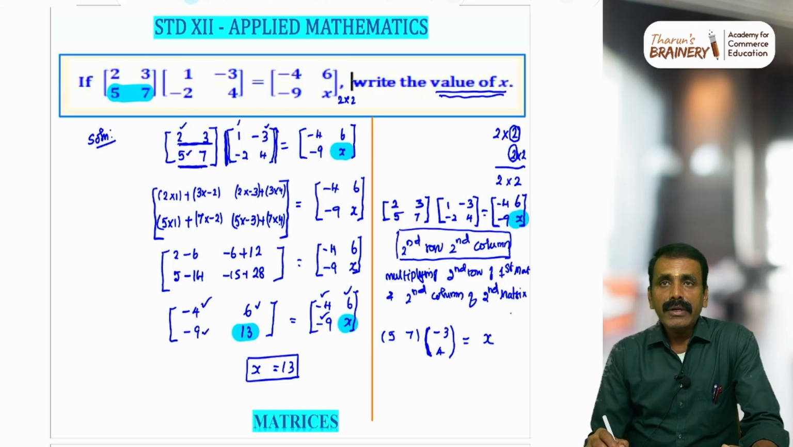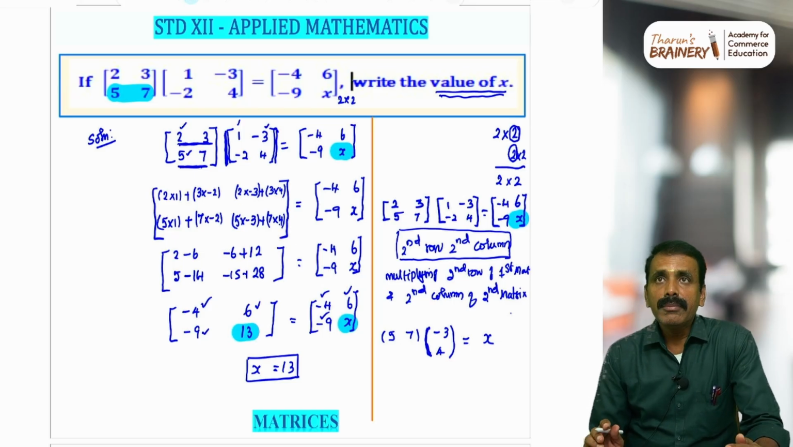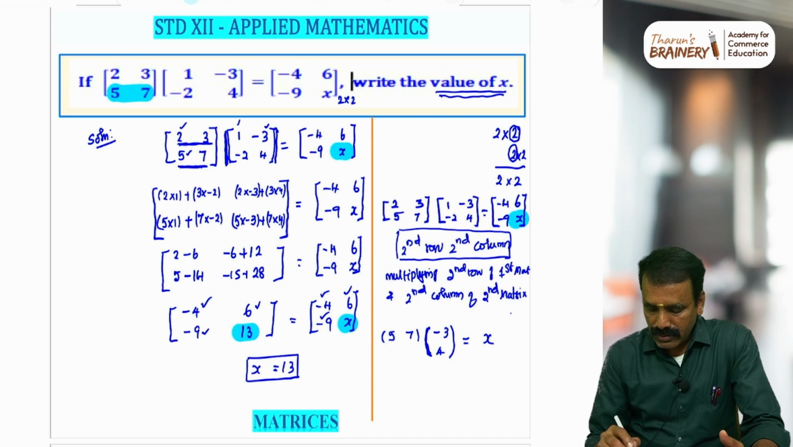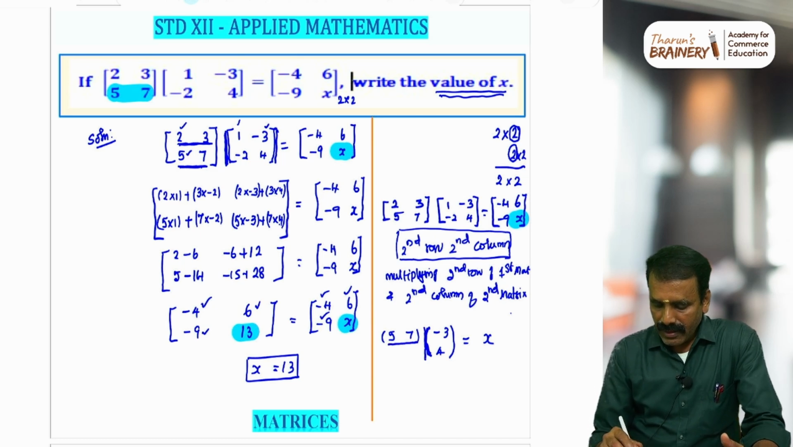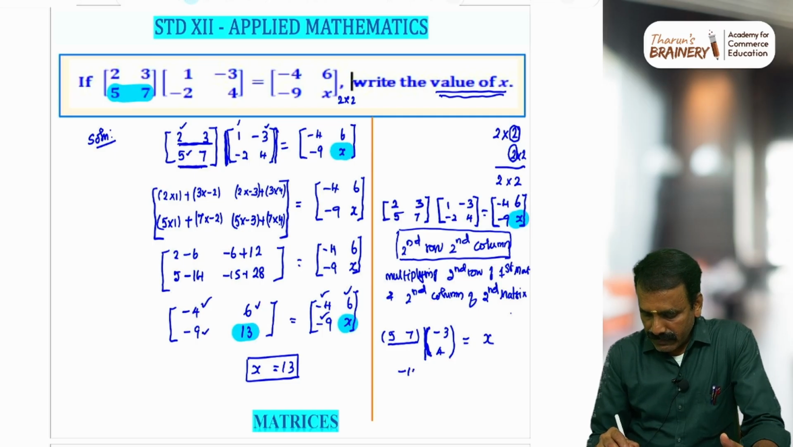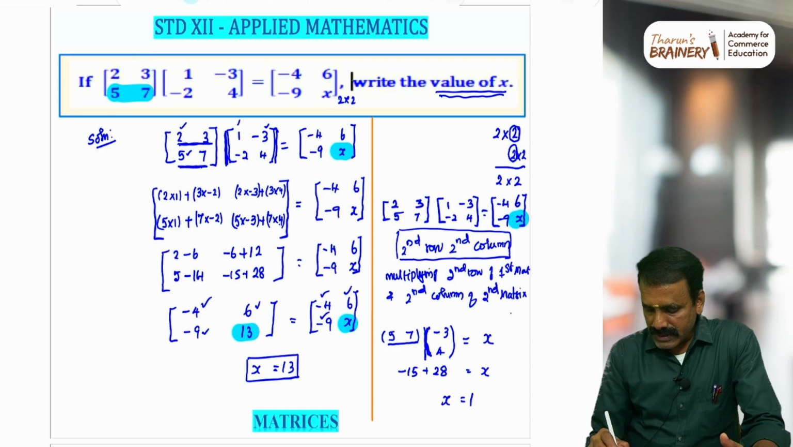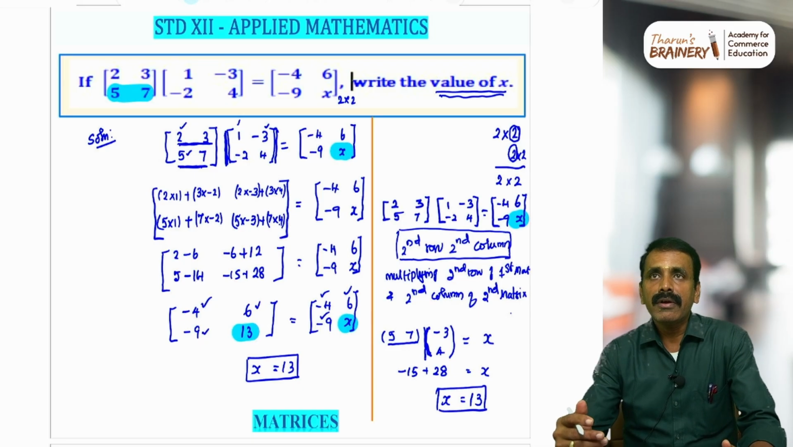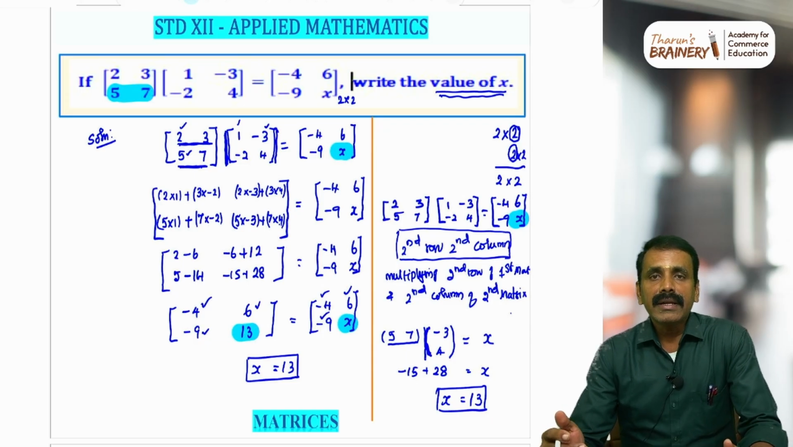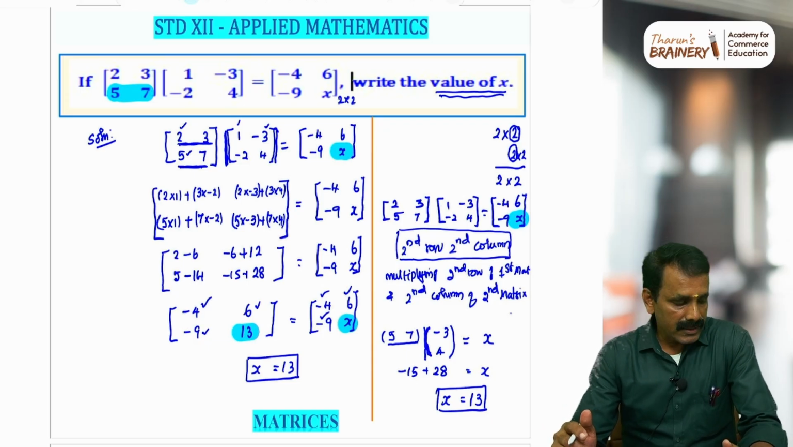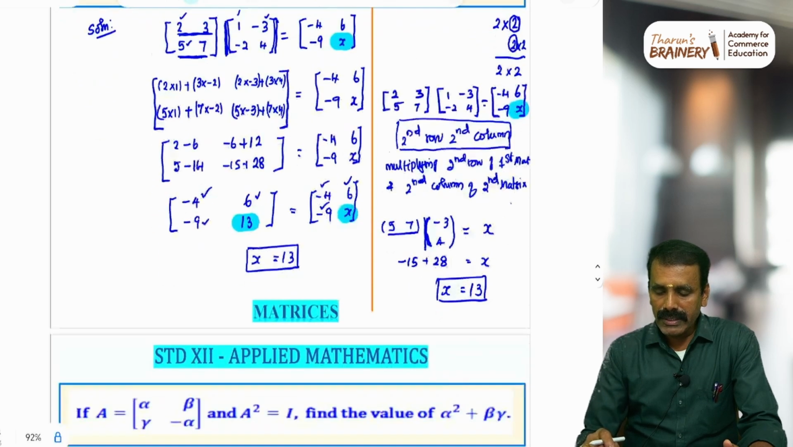And we are going to consider only the value. It is not going to be represented in the matrix. We are going to take only the value. So this is 5, 7. This is minus 3, 4. Multiply. 5 into minus 3 is minus 15. Plus 7 into 4 is 28, which is equal to x. So your x value will be equal to plus 28 minus 15, which is nothing but 13. So we can get the answer very comfortably. So this is another way of finding the value for x directly. We move on to the next question.